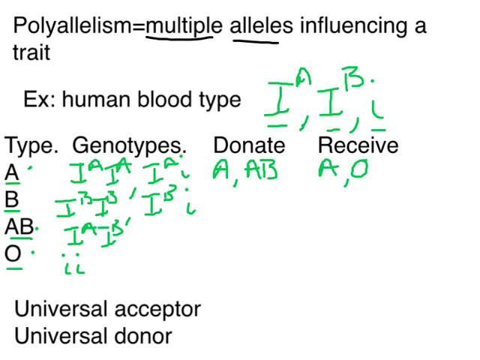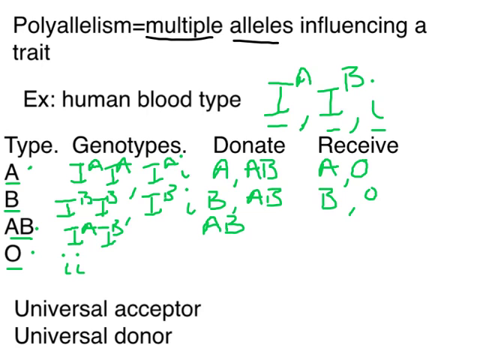The reason why you can't receive from type AB is because the B proteins on the AB blood would upset your immune system. All right, so for type B, you can donate, just like with type A, to type B or AB for the same reasons, and you can receive from B or O. If you are type AB, you can only donate to somebody who is AB.